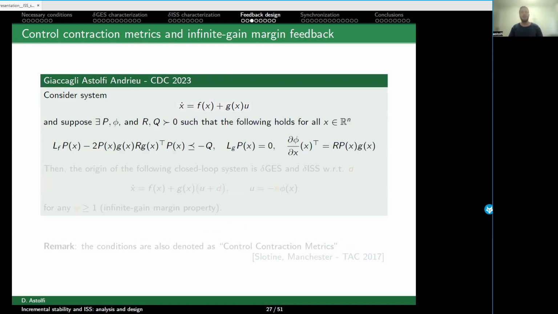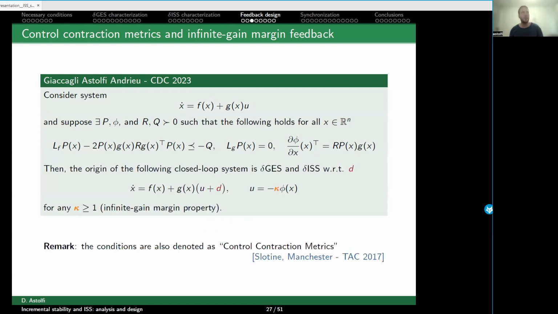So we have this result that if you consider again our input-affine system and we have this set of conditions verified, then we can state that, oh sorry, there is a small typo in the statement, but basically we can state that the closed loop system is globally incrementally exponentially stable and also input-to-state stable with respect to the input D, a signal appearing at the input, so satisfying the so-called matching condition.